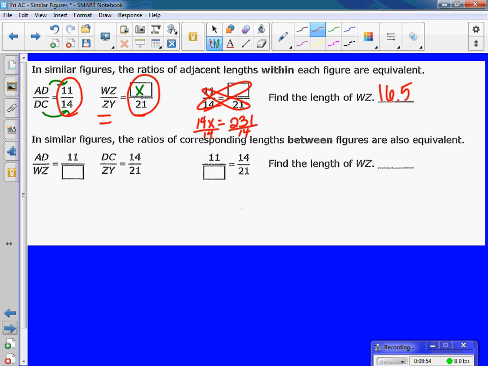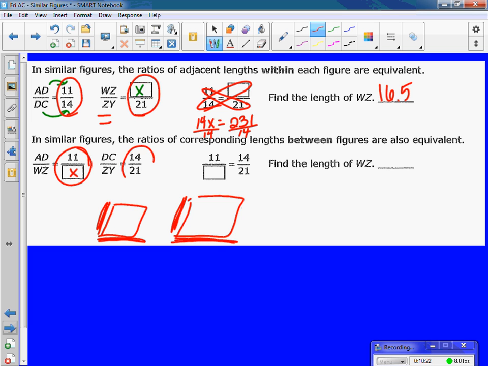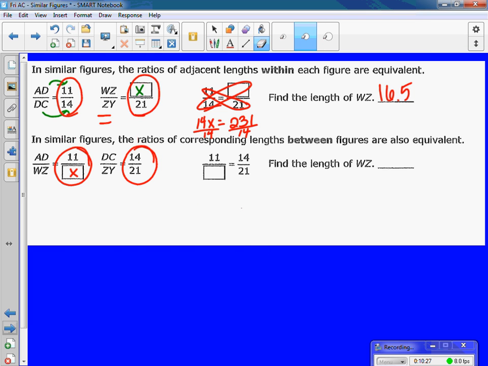Using that same similar figure, I'm comparing AD and WZ, which I don't know WZ. DC, I'm comparing to its corresponding side, YZ, because I can also go between those two figures. So I had AD compared to WZ, DC compared to YZ. Those ratios will still be the same, meaning I can cross multiply here.